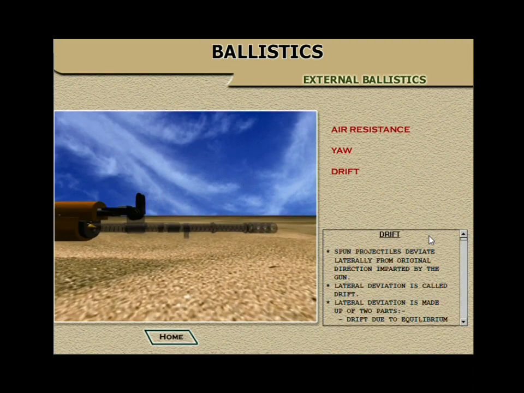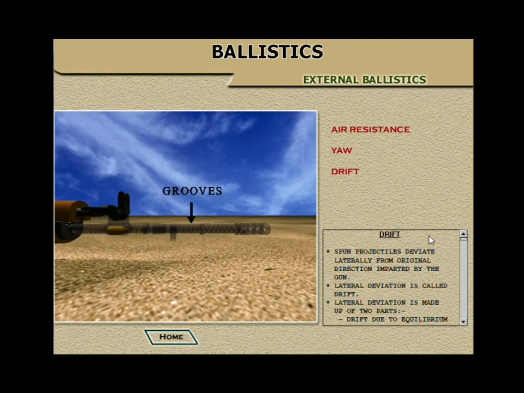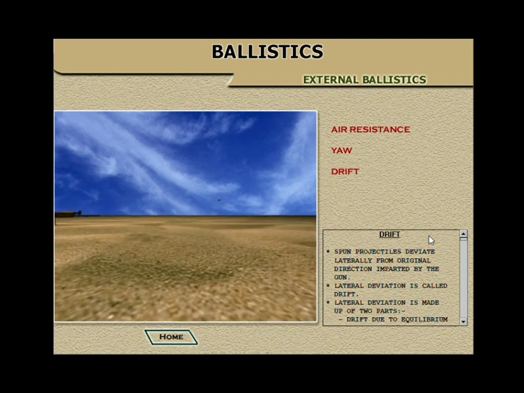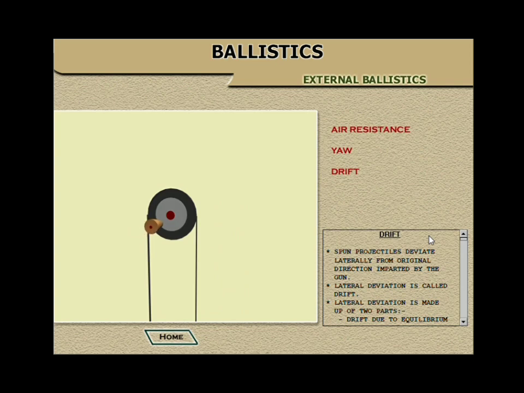Drift. A spun projectile will be found to deviate laterally from the original direction imparted to it by the gun. This lateral deviation is called drift. In practice, this lateral deviation is made up of two parts: drift due to equilibrium yaw and drift due to rotation of the earth, which is not applicable in small arms.